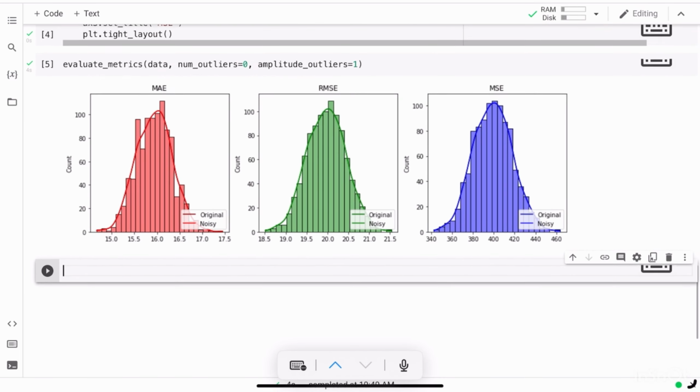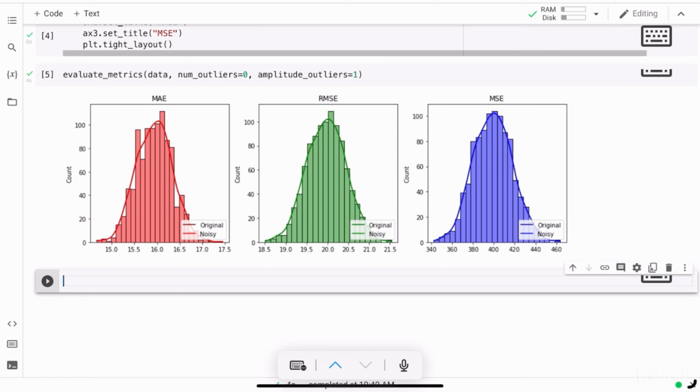So if you observe the charts, the first one is mean absolute error, and then mean squared error and root mean squared error. Mean of the mean absolute error is around 16, whereas for RMSE it is 20 and for MSE it is 400 because it's the square of RMSE. So MSE you can ignore the values of MSE for now. That is in a different distribution because it is square terms.